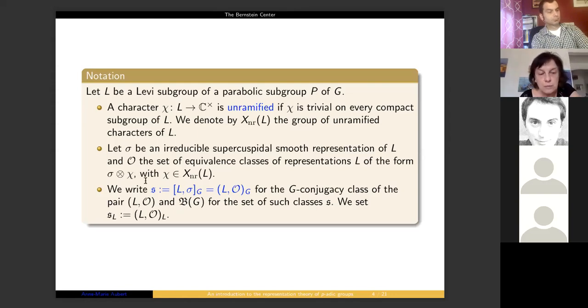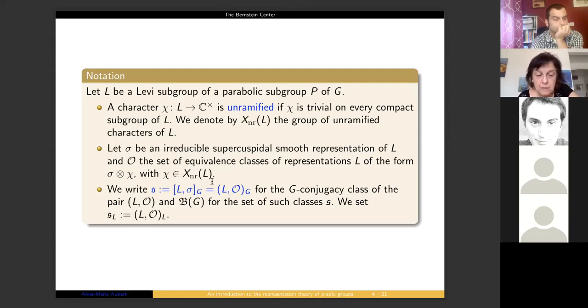So now I will fix L, a Levi subgroup of a parabolic subgroup of G. A character is, as I already said, called unramified if it is trivial on every compact subgroup of a Levi, and we denote by X_nr(L) the group of unramified characters of L. Now let sigma be an irreducible supercuspidal smooth representation of L, and denote by O the orbit of sigma under that group of unramified characters.